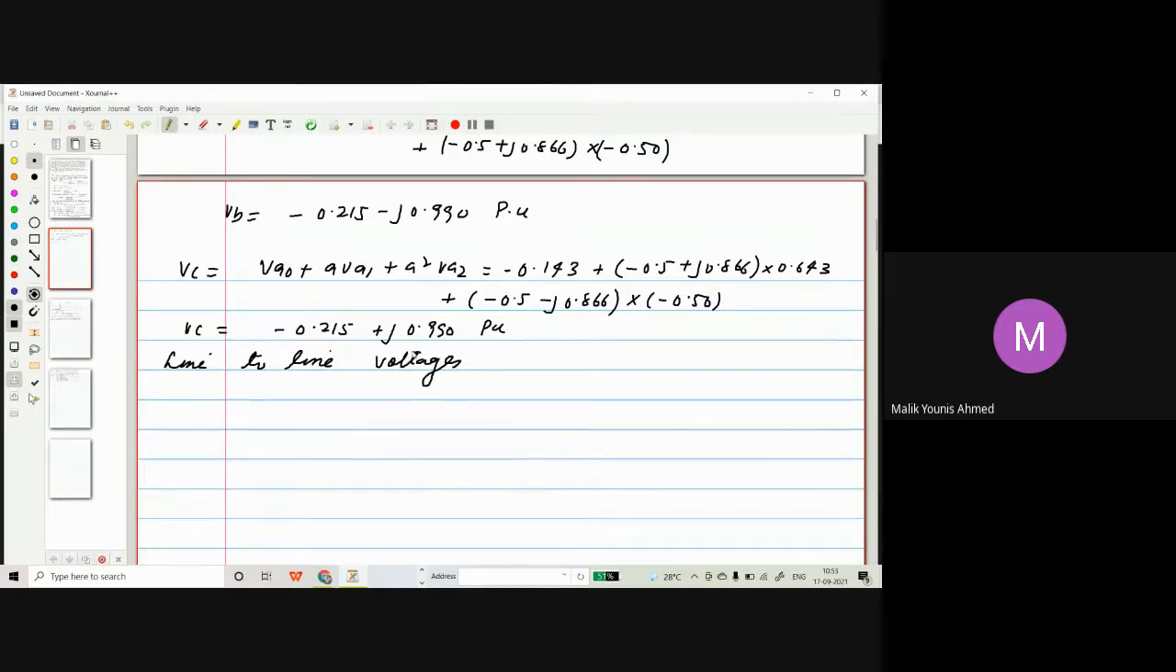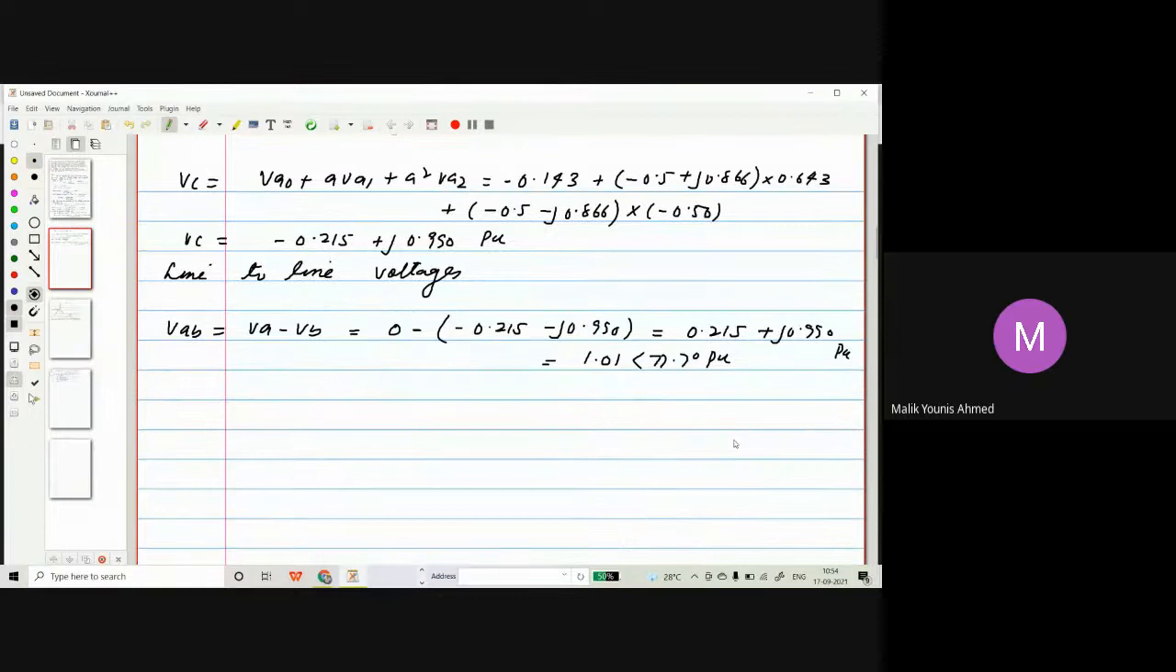So line to line voltages are very simple. We know VAB from the network: VAB is equal to VA minus VB. VA is 0, we know that. So that should be minus of this, the conjugate of what we are getting, minus (2.15 minus j0.990). So that will be plus 2.15 plus j0.990. All values are in per unit, please make sure. We can write this in polar form, 1.01. You have to use your calculators in per unit.